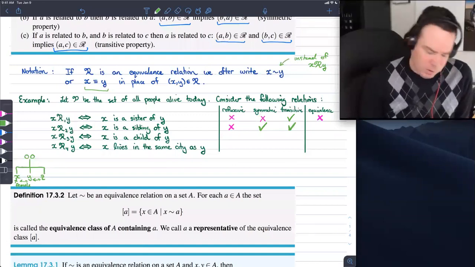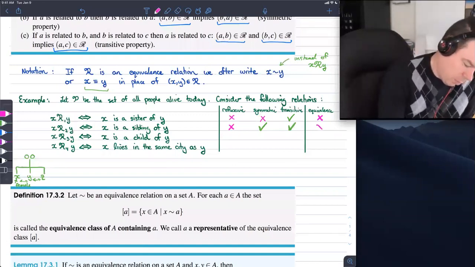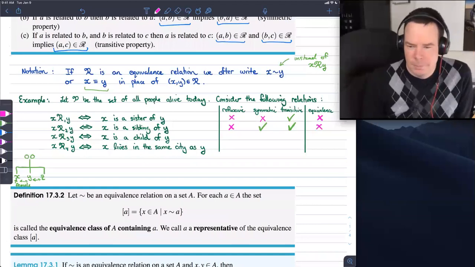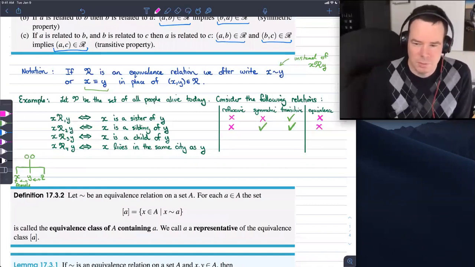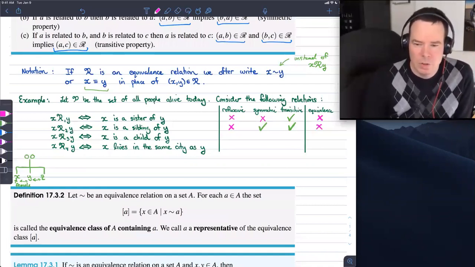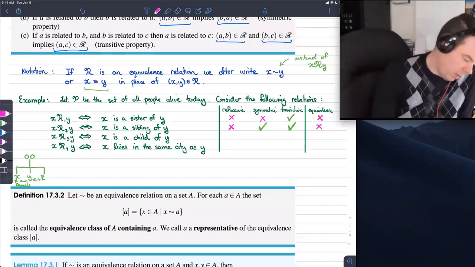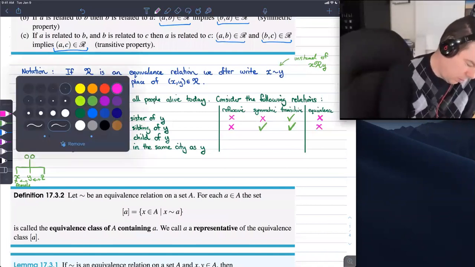So a sibling is not an equivalence relation because we don't have check marks across the board. It was reflexive that was the problem. But if, for example, you're of Malaysian descent and you do refer to yourself as your own sibling, then it is an equivalence relation in Malaysia, for example. How about "child of"? So X is a child of Y. Let's go through these fairly quickly.